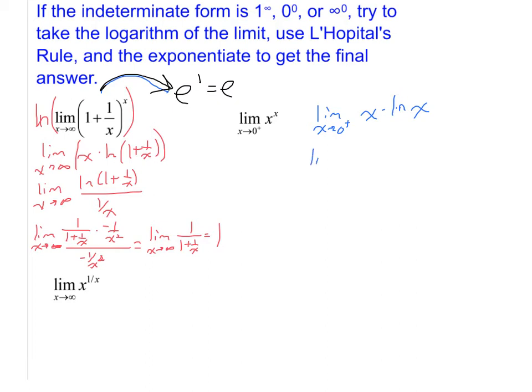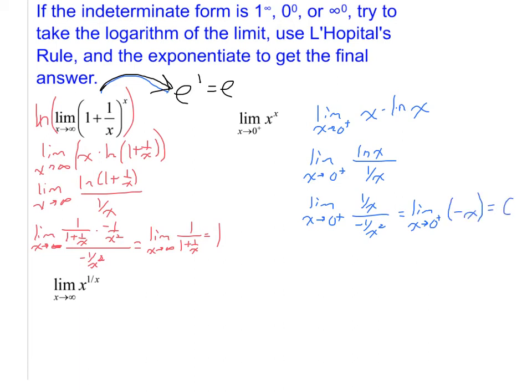So I'm going to rewrite that as the limit as x approaches 0 from the right of the natural log of x over 1 over x. Well, now I've got negative infinity over infinity. That is an indeterminate form that I'm able to use L'Hopital's rule on. So I'm going to do the derivative of the numerator and denominator. So limit as x approaches 0 from the right of 1 over x over negative 1 over x squared, which would equal the limit as x approaches 0 from the right of negative x. And now I can do substitution, and that's 0.